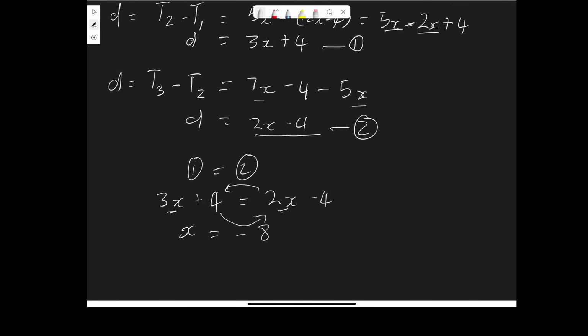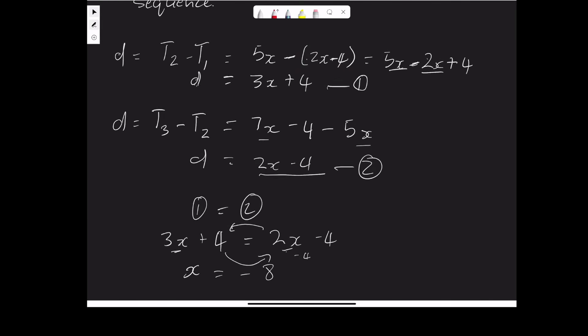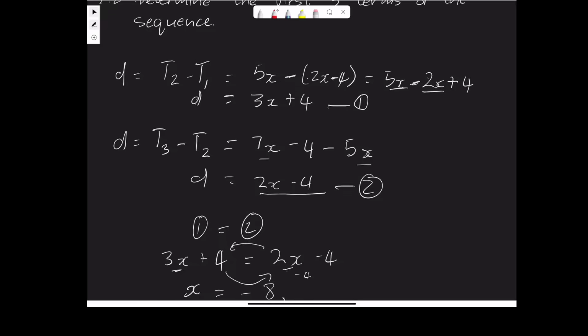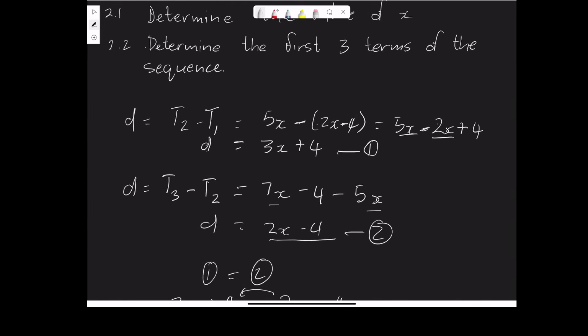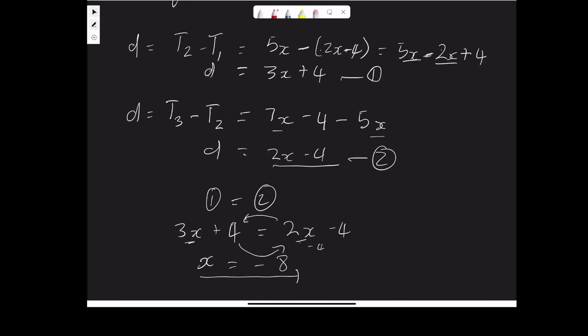Remember, when it jumps to the other side, it becomes negative, so I've got minus 4 and minus 4, and therefore that gives me minus 8 and negative 8, right? All right, so in this case, we've solved the first thing. We know now that the value of x is negative 8. Right, now quickly what we want to do, they say determine the first three terms of the sequence. Okay, that's the second thing that they had asked us to do.